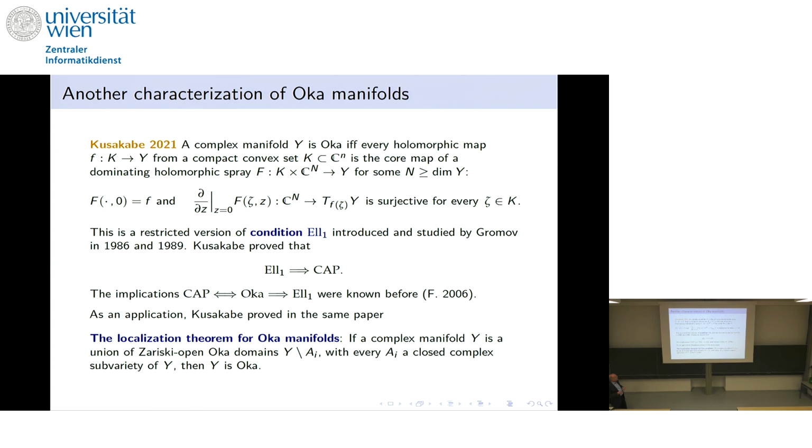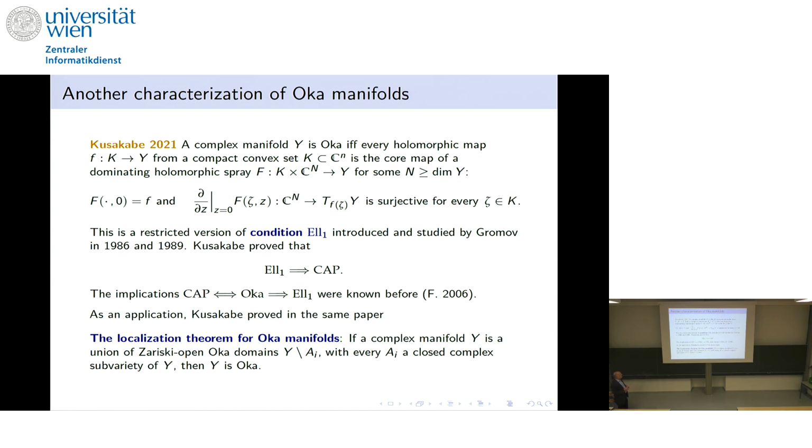And then if you differentiate this, what we call a spray map, in the parameter direction, you map C^n to the tangent space, and this map should be surjective for every base point. So basically for every map, you can build this tower on it, which you call a spray map, from the product of the base cross some Euclidean space.